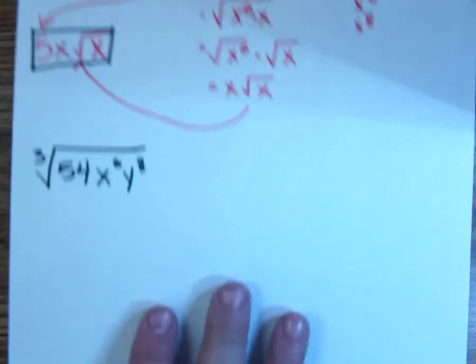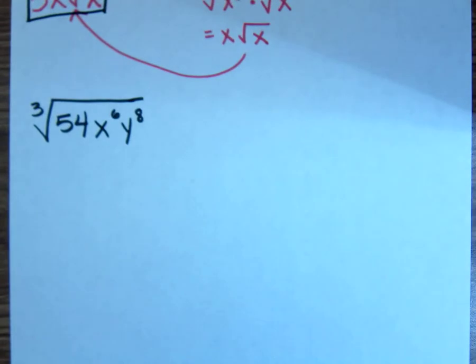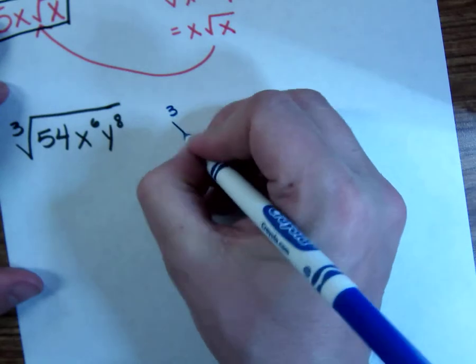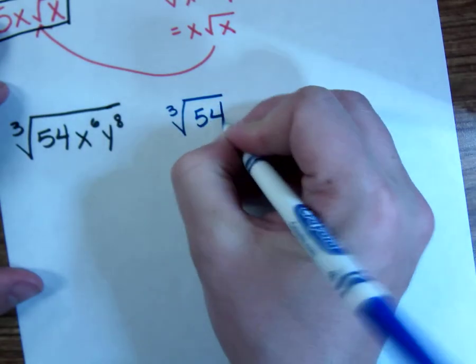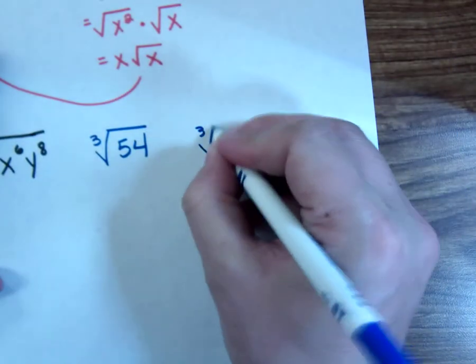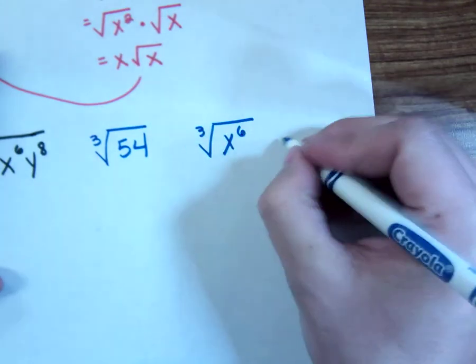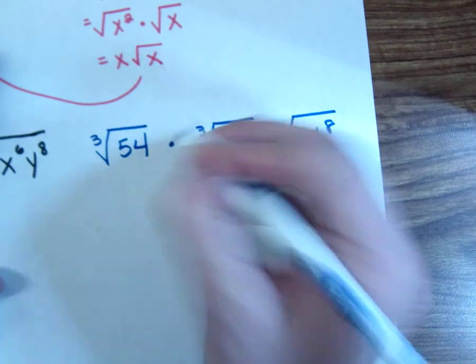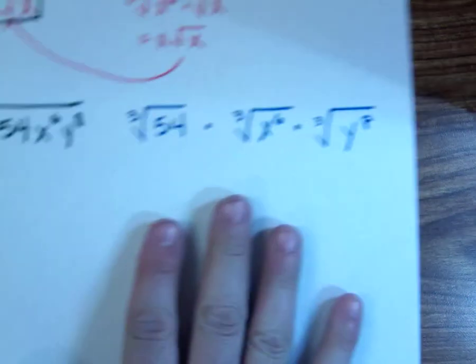Now, sometimes you'll get just god-awful, nasty problems like this one that have so much going on, it's hard to know even really where to start. And when that happens, it's totally fine to split these up into 3 separate problems. What I mean by that is, let's break this apart into the cube root of 54, the cube root of x to the 6th, and the cube root of y to the 8th, and just multiply these things all together. Let's break them down one piece at a time. That'll be a little easier for us.